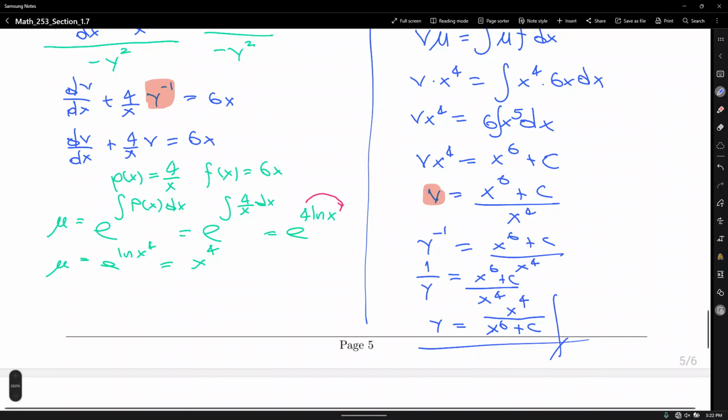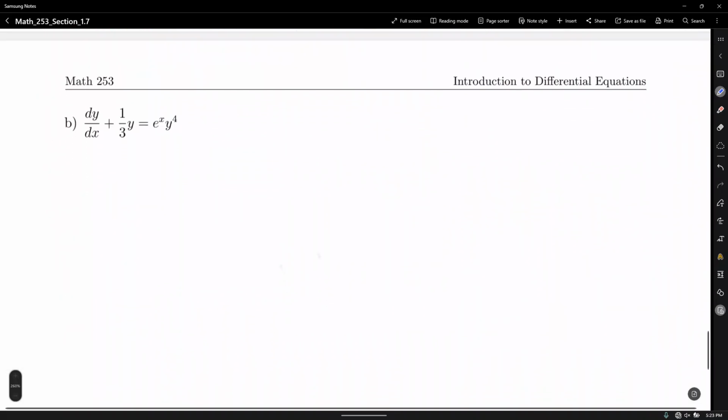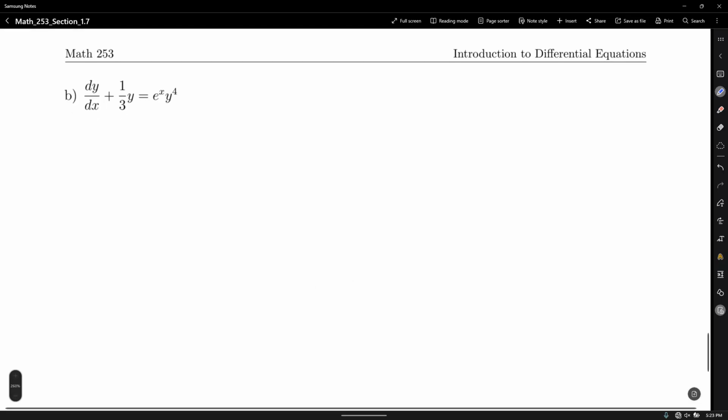All right, let's do another example involving Bernoulli's equation. The next example, which is on the next page, is also the last page of the notes. That's how we're going to wrap up the section. What do we have? dy dx plus 1/3 y equals e to the x, y to the 4th. Clearly, this y to the 4th term makes it a nonlinear equation. What's the pattern again? A nonlinear equation becomes linear, which at the same time becomes a separable one.